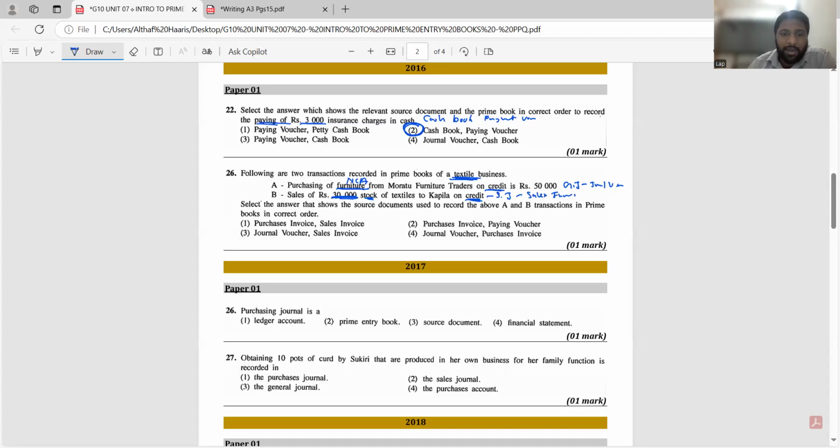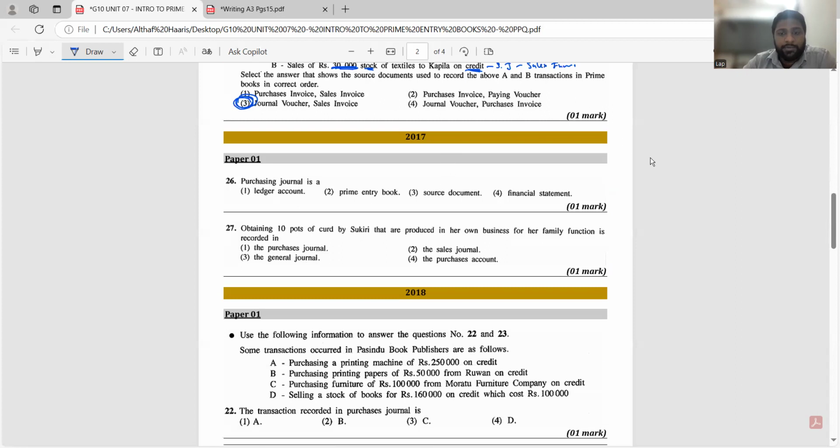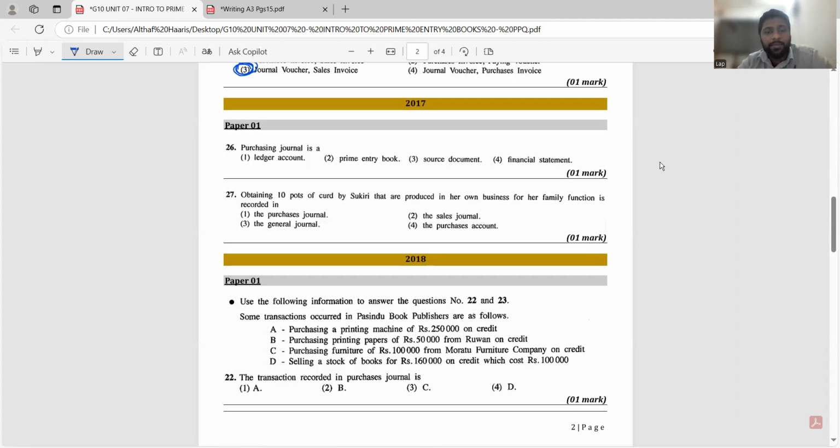So what are the two answers that you should select here? Journal voucher and sales invoice. Journal voucher and sales invoice is there in the answer 3, in the option 3. 2017, two questions are there. Quickly do it. I'll give you 1 minute.